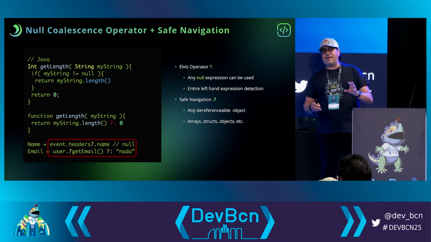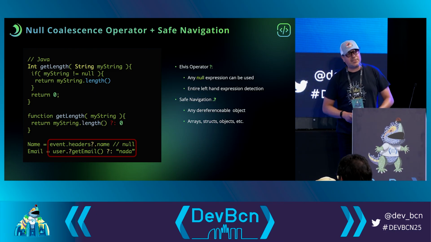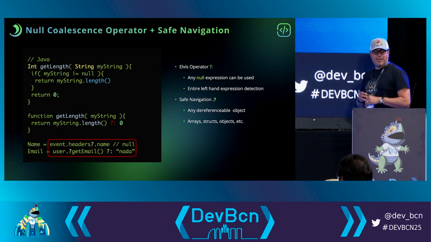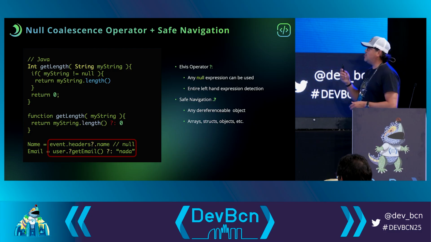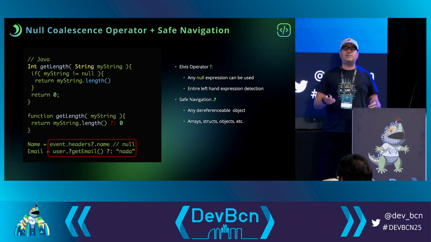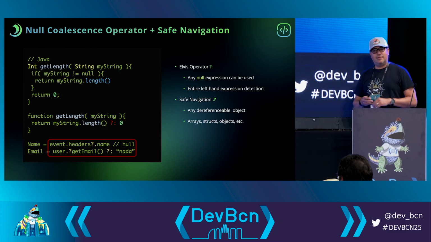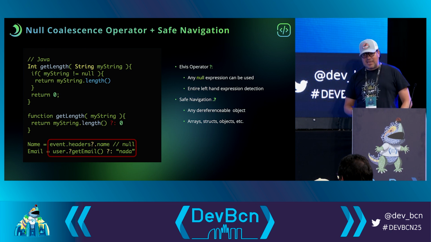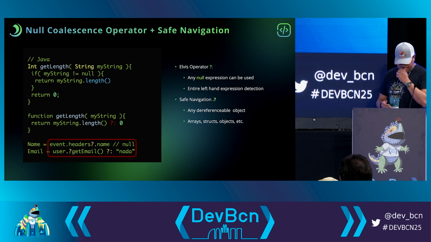So anything that is dereferenceable, that could be objects, arrays, structures, anything. Anything that's dereferenceable, you can actually do a safe navigation, and then it will try to say, hey, does that exist? No, and it'll continue if not. So a little bit of sugar to help you as a developer, instead of doing all kinds of if statements.